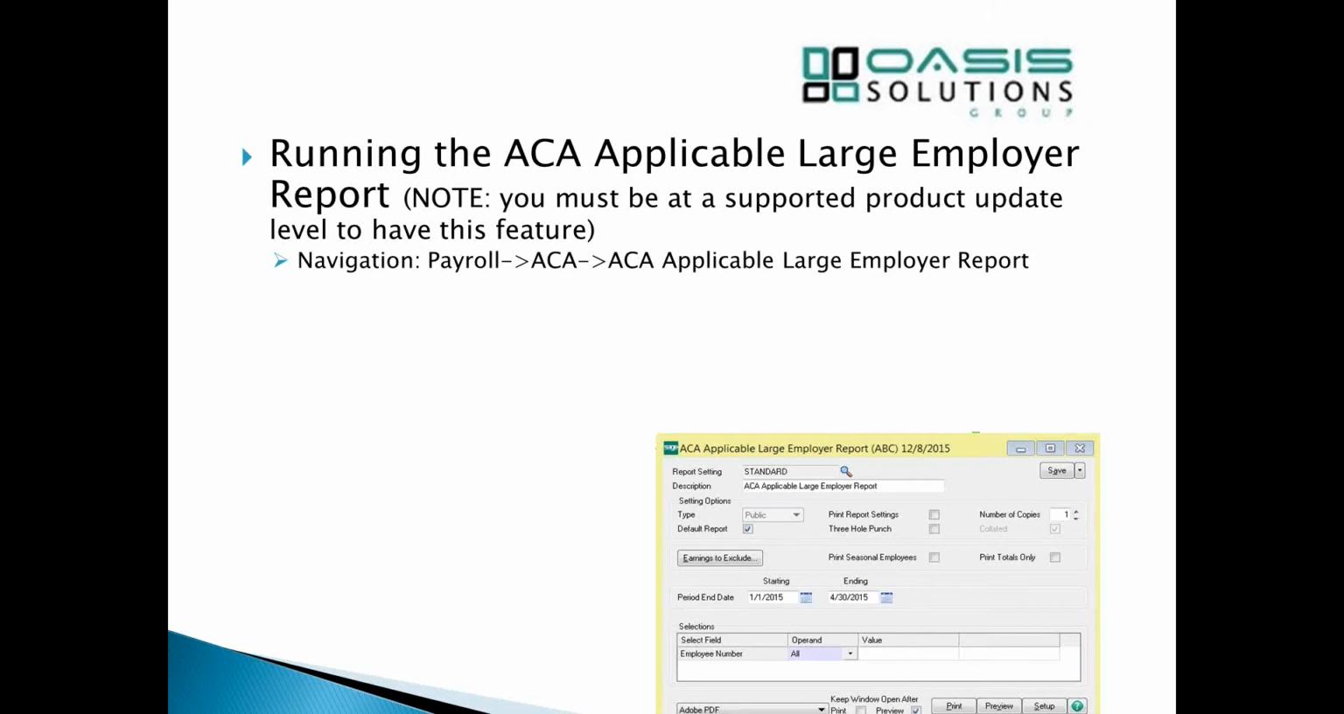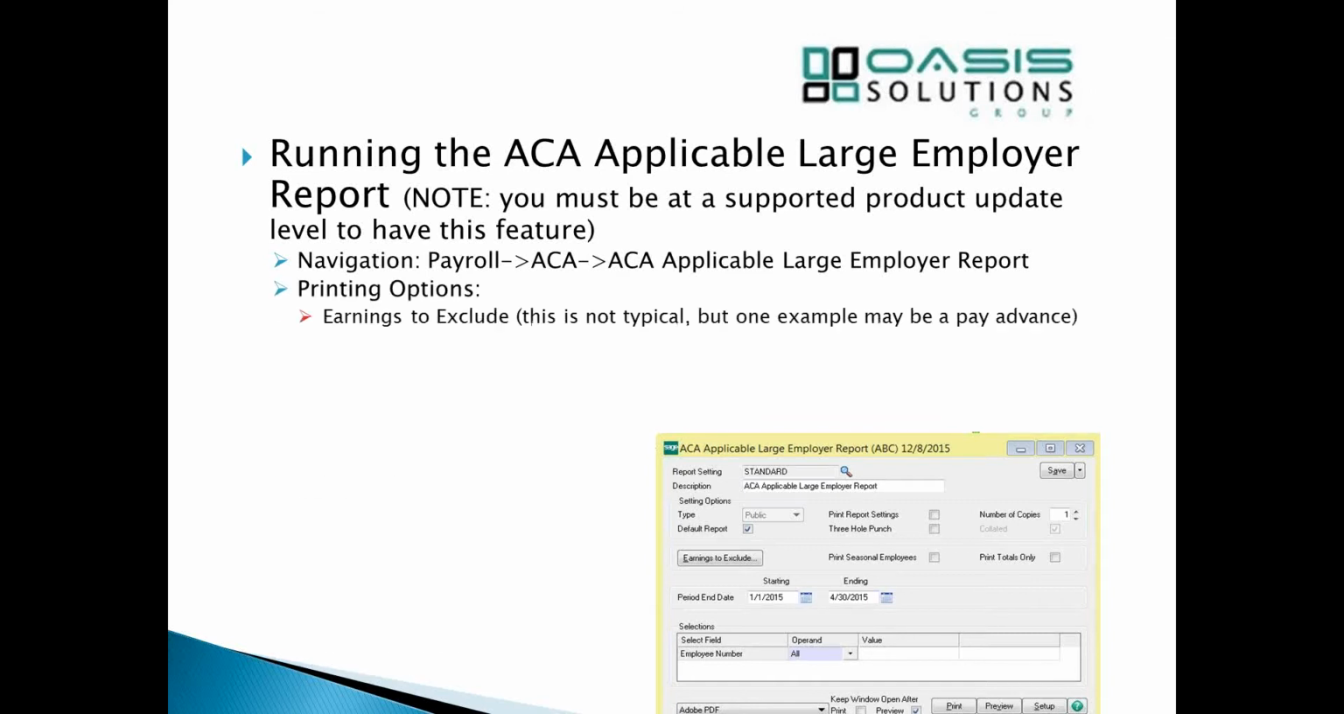Once presented with the applicable large employer report printing screen, there are several printing options that you have here. The first one is a button for earnings to exclude. This is not something that will be typical for most of you, but one example may be a pay advance, because pay advance is not for hours worked, so that would be something you would want to exclude from the hours worked calculation here. But typically, most of you will not have earnings to exclude.